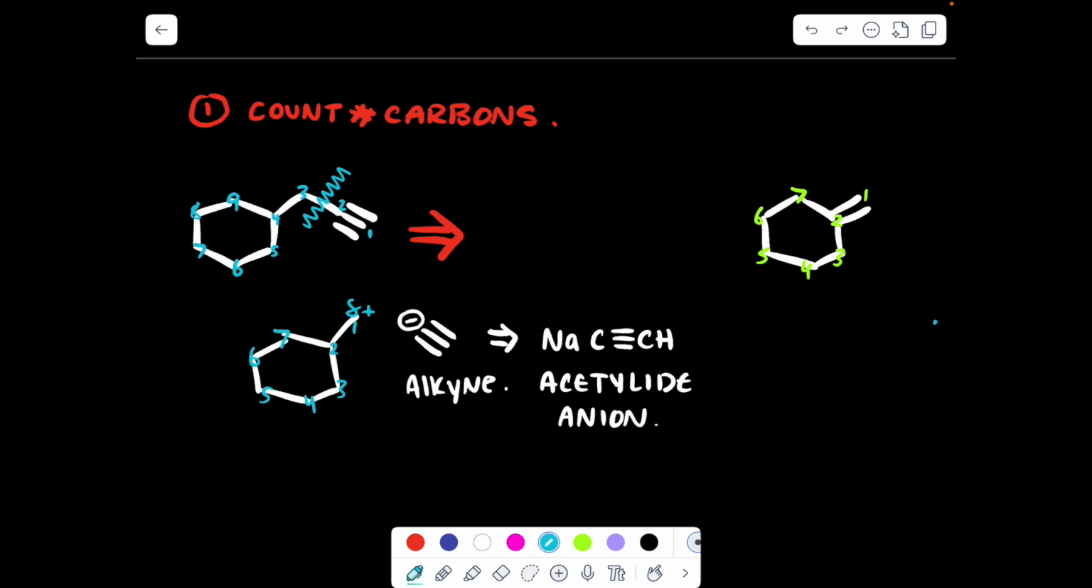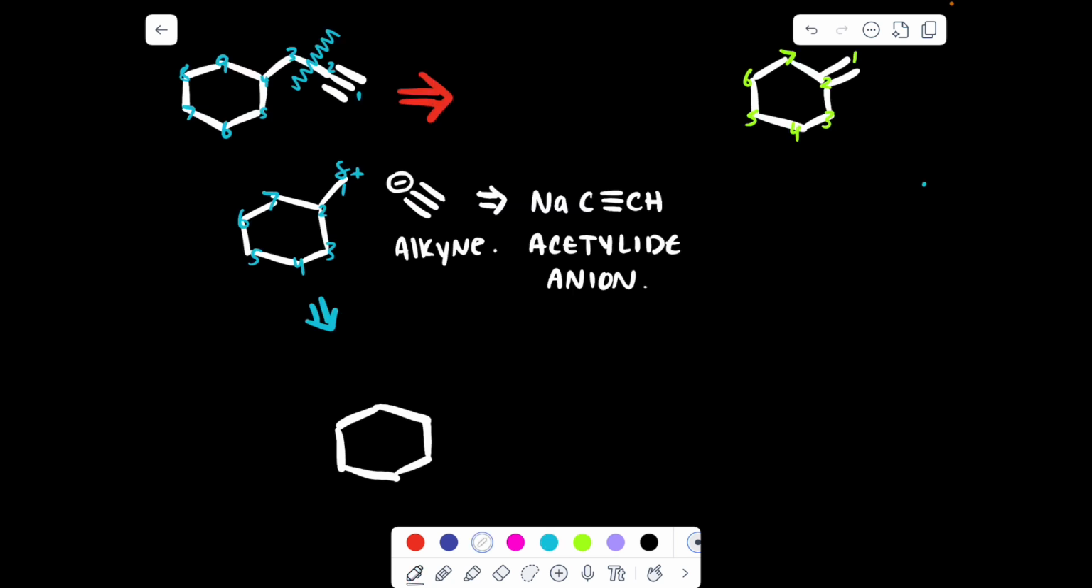But now the question is, well, how do I get a delta plus on a carbon? The first question you should ask yourself is, what does delta plus actually mean? Well, it means that carbon number 1 is in an electron deficit. So this carbon is electron deficit. So that means somebody could be stealing its electrons.